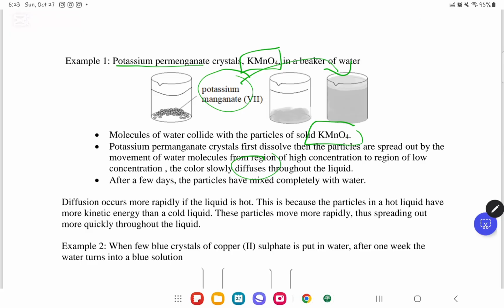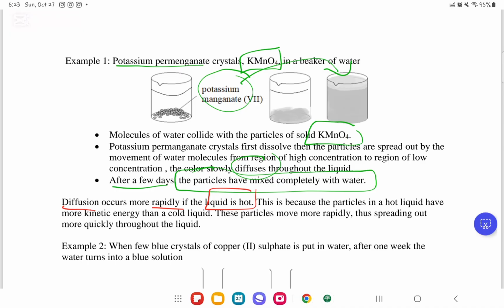Of course it's going to take some time, okay? So after a few days the particles have mixed completely with water. Now they state something really important over here. They say diffusion occurs more rapidly if the liquid is hot. Definitely, if you heat a liquid, the kinetic energy will become greater, the particles will move faster, so they're more likely to collide with the other particles and more likely for diffusion to happen.